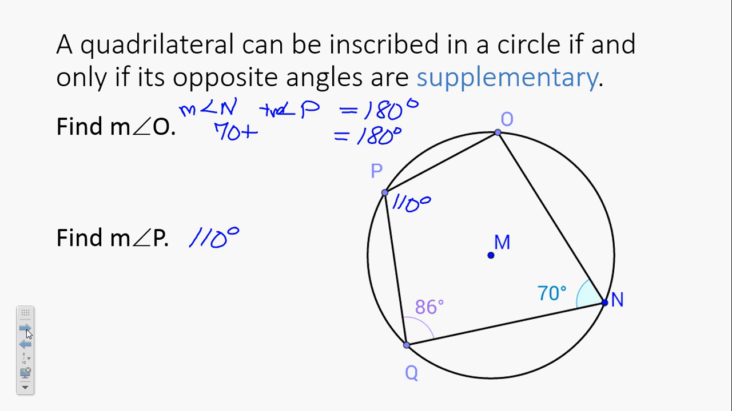Now, what about O? O is opposite from which angle? Q, which is 86, so what's 180 minus 86? 94. It's adding. Not very difficult, right? Okay? They're supplementary. But you have to remember those properties when it comes time. The math is not hard, just a lot of vocabulary. Yes. 180 minus 86 is 94. Yep.